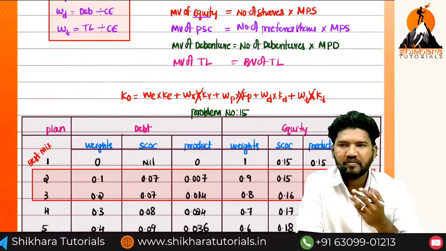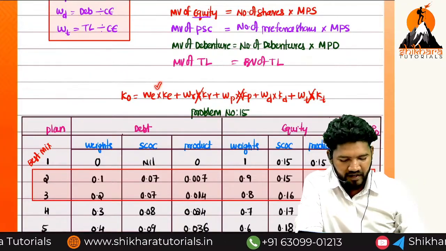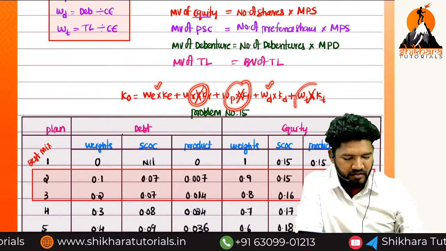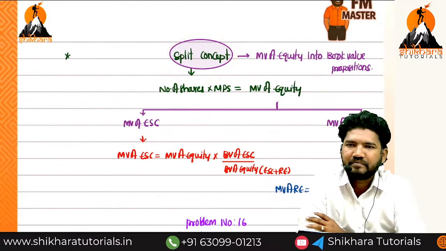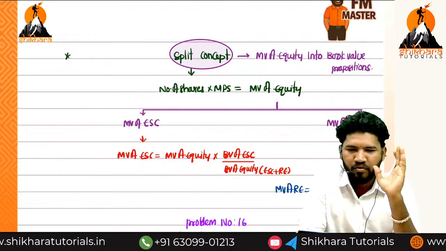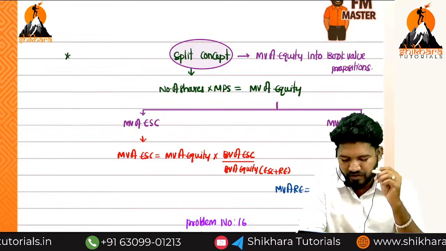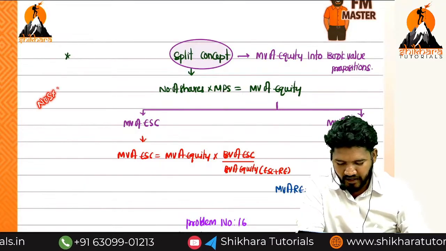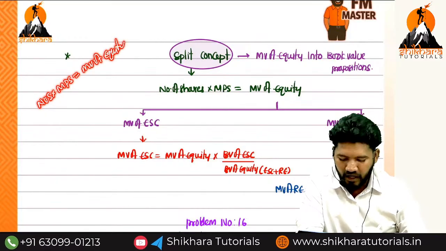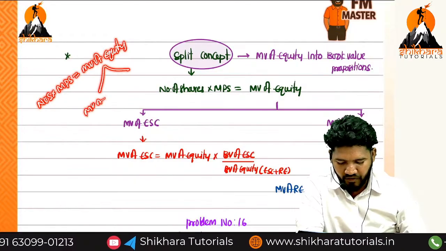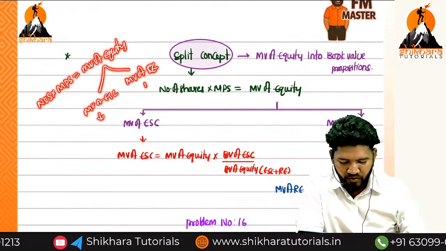Sometimes they will give all sources, sometimes they will give only a few sources. For this problem they provided only equity and debt, that's why I will not consider the remaining sources. Next, the concept of split. What is meant by split? The split concept arises only when there is a market value calculation. What is the purpose of split? If you multiply the number of shares by the market price of the equity share, you will get the market value of equity. But I want individual sources: market value of equity share capital and market value of retained earnings. For this purpose only we are using the split concept.